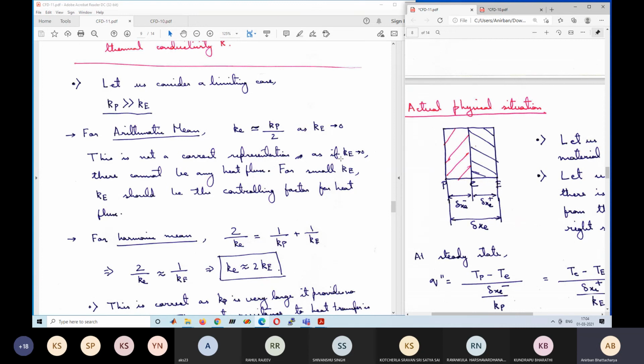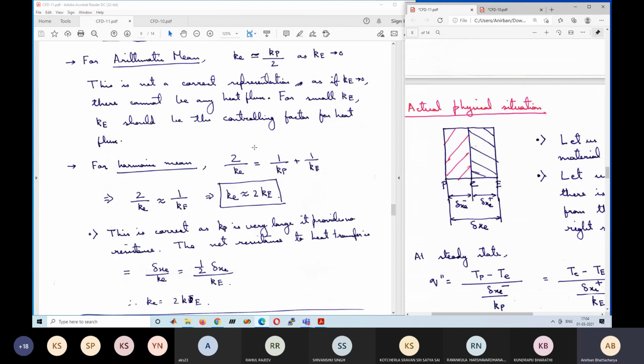This is not a correct representation, because in real life there cannot be any heat flux, but in our case we are finding a significant heat flux because our average conductivity is very large. In real life the equivalent conductivity should be almost equal to 0, as there cannot be any heat flux. So the arithmetic mean is a poor example, as seen from this example. For small k, small k should be the controlling factor, but in our case we are finding that Kp is the controlling factor. Let us take a look at the harmonic mean.